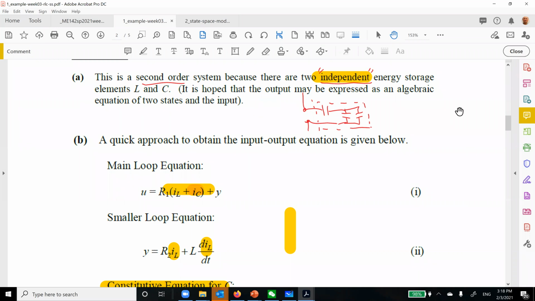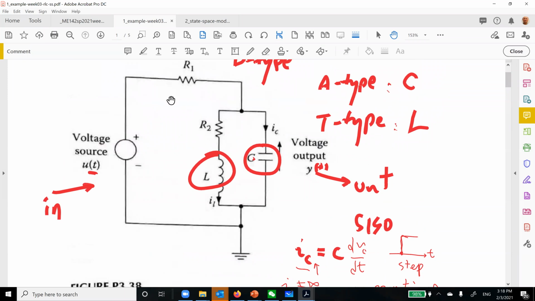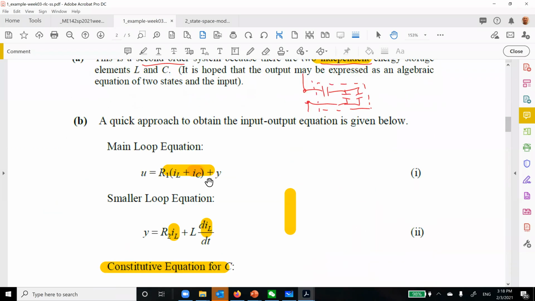So the main loop equation, we can do this. Let's do this. So this is the main loop equation, and this is the inner loop equation. This is saying that the voltage here will be the voltage on here and the voltage on here, okay? So this is already VC, this is Y. Y plus this one. This one is IL and IC added together. So the IL, IC added together times the resistance plus the Y equals U. So this is the simple loop, okay?